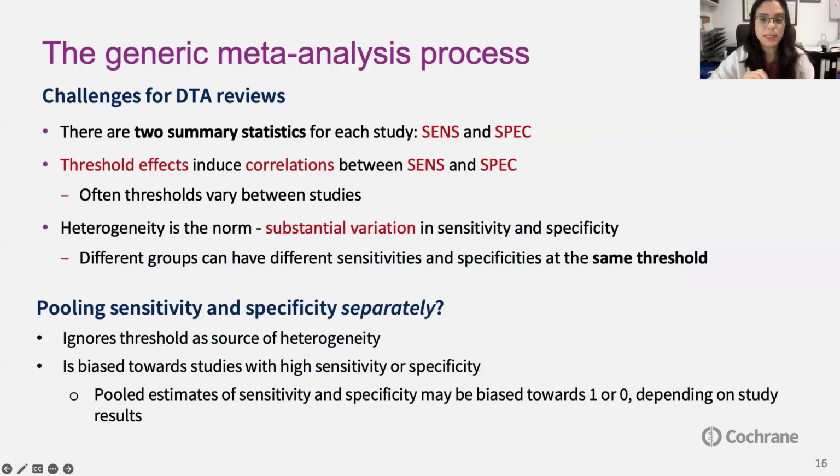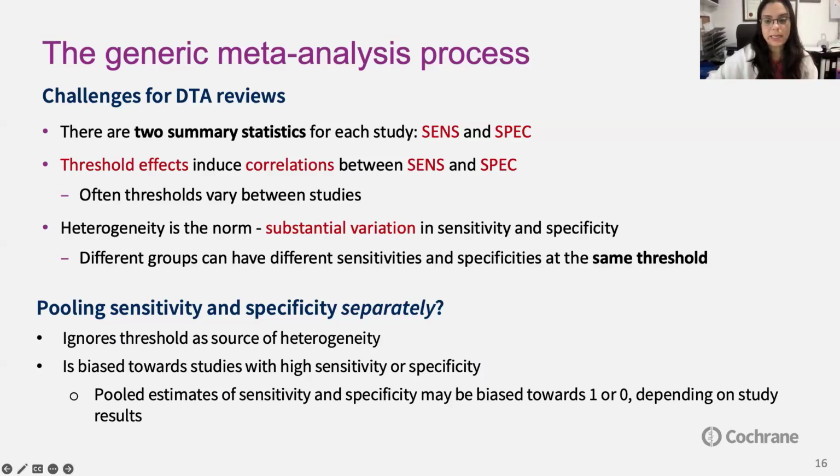A key challenge in DTA reviews is also that we have two summary statistics for each diagnostic test accuracy study. So we have both sensitivity and specificity, which may have different implications. And they are correlated across studies. So we have also the threshold effect. Another challenge in diagnostic test accuracy meta-analysis is that heterogeneity is the norm in DTA reviews. And also, the same threshold can be associated with different sensitivities and specificities across different sets of populations.